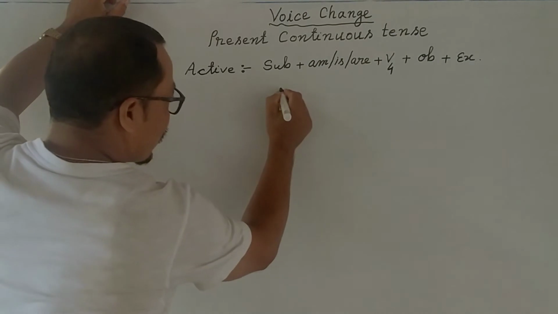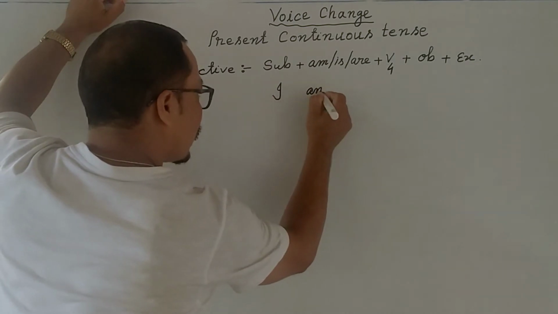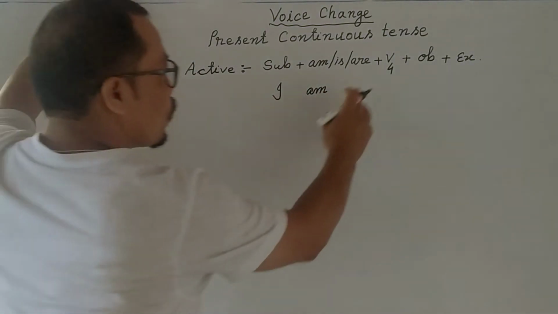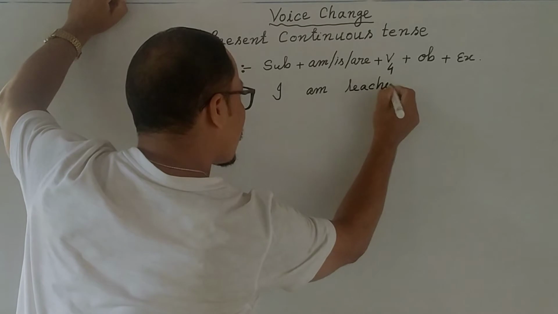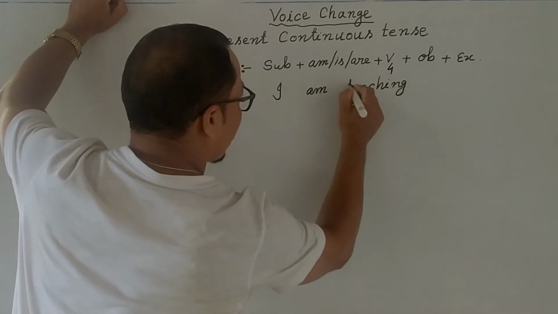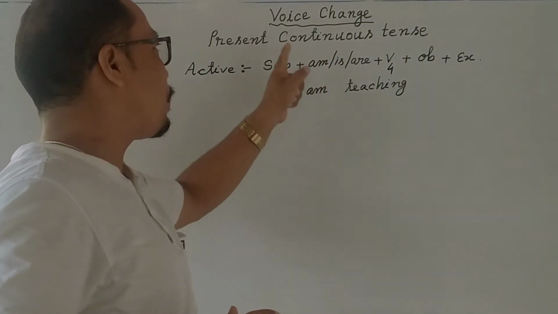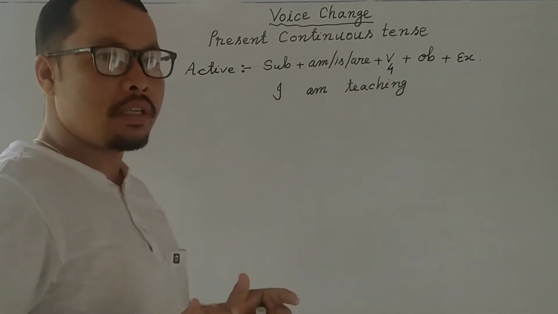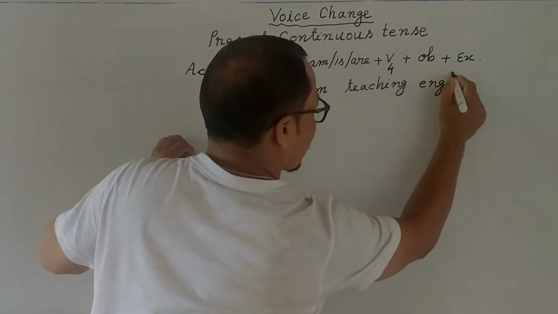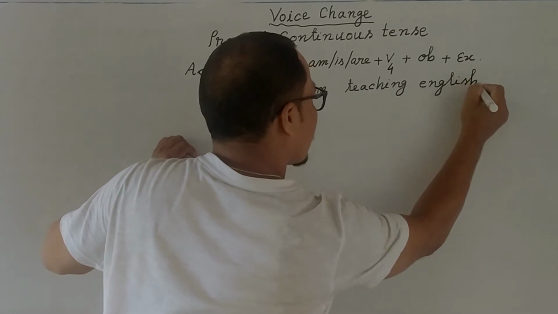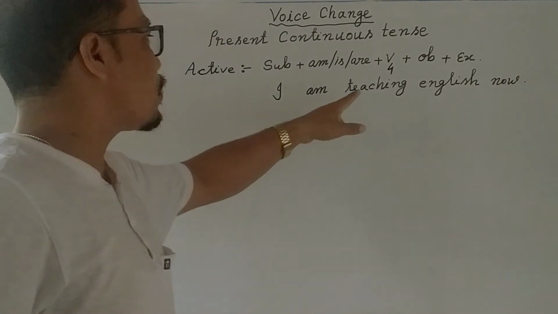So let us write one example. I is the subject of this sentence. Then here am, I am. So what is the verb? Suppose teach, T-E-A-C-H-I-N-G, teaching. I am teaching. I is the subject of this sentence. Am is the helping verb of present continuous tense. Teaching is V4, that is, the present participle. Then the object. I am teaching English. So what is the extension? Suppose now. I am teaching English now.